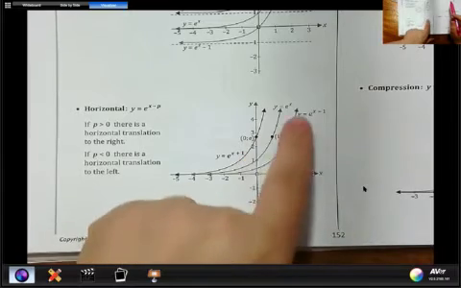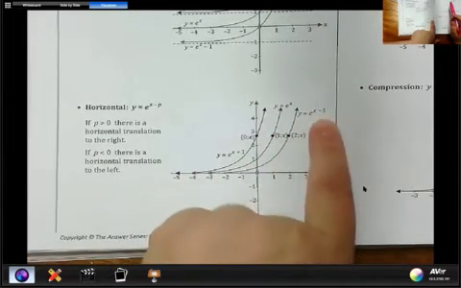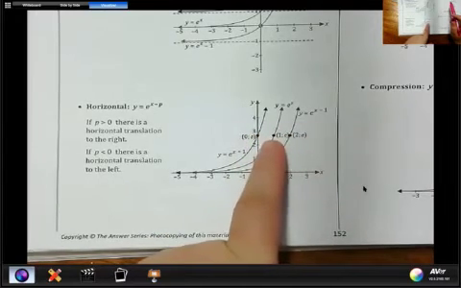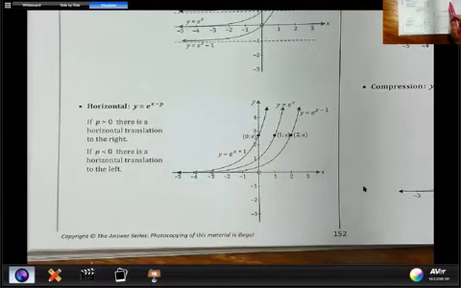So here we have the original graph. Here we have the graph of e to the x minus 1. We can see that it's shifted 1 unit to the right. So the point (1, e) now becomes (2, e). The point (0, 1) will now become (1, 1).